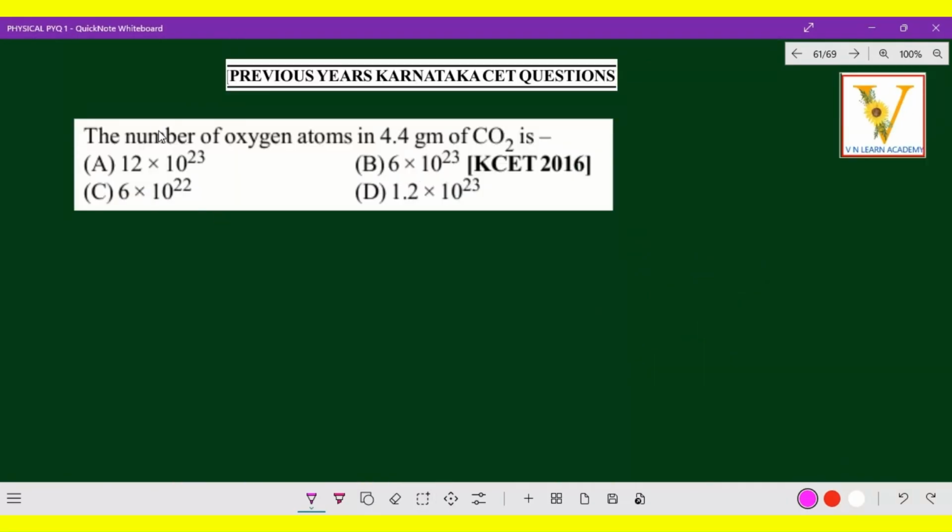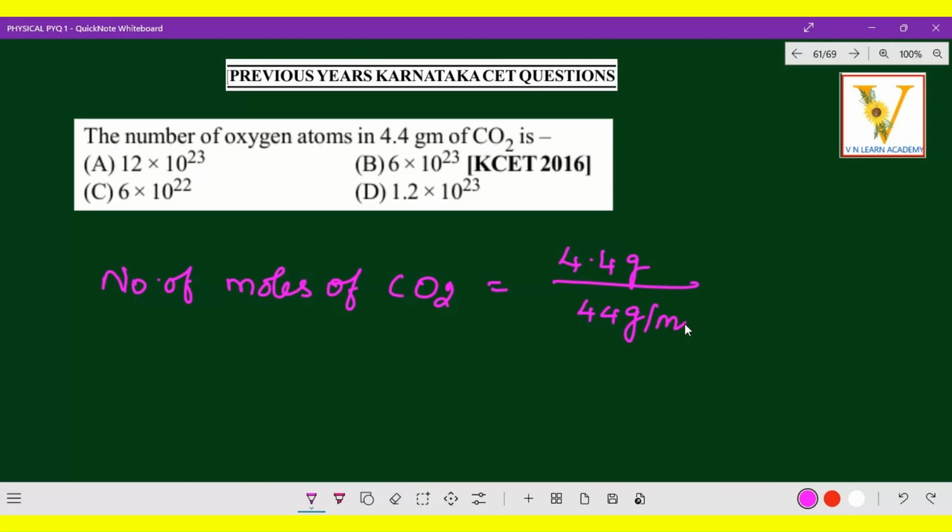The number of oxygen atoms in 4.4 gram of carbon dioxide. Let us check. Here the given mass is provided. So number of moles of carbon dioxide is 4.4 gram divided by molecular mass 44 gram per mole. What will you get? You'll get 0.1 mole. So how many oxygens are available? 2. Here they are asking for oxygen atoms.